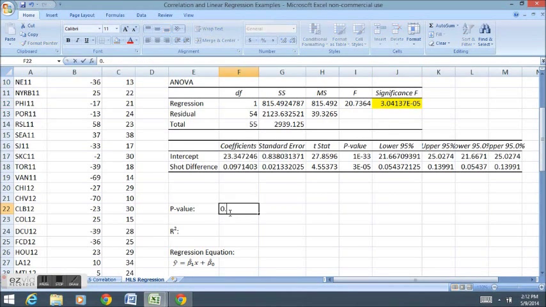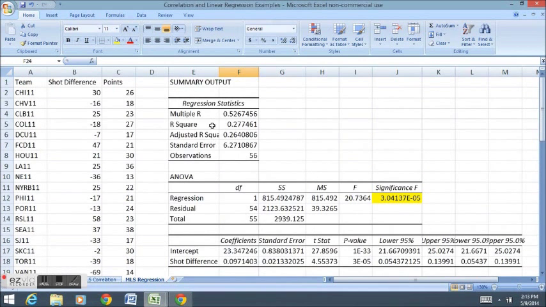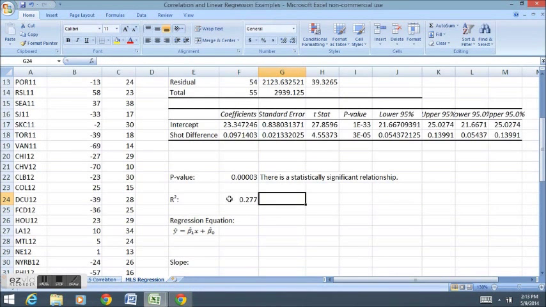So the p-value is about 0.00003, and that tells us that there is a statistically significant relationship. The next most important value is the r-squared value. I'll show you where that can be found right here. The r-squared value in our case is 0.277.